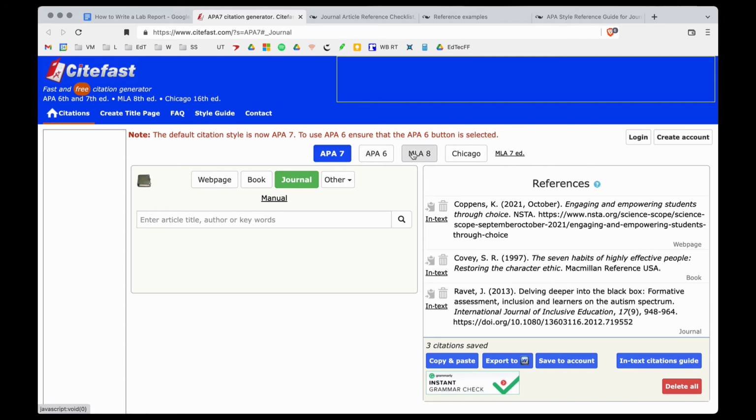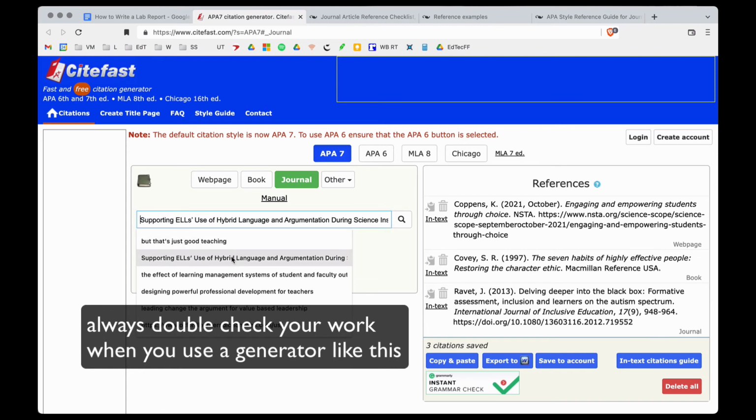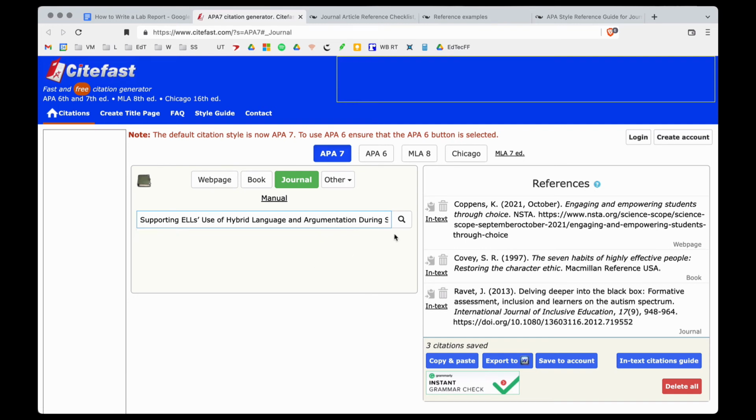You start by picking the citation style you want. We're going to be in APA 7. And let's just go ahead and determine what do we want? A web page, a book, a journal, or are there other things you want to reference? Okay? You can do it manually. That helps too. But you want to do your searches here. So here's some previous searches that I had. Let's just pick supporting English language learners. I'm going to click search.